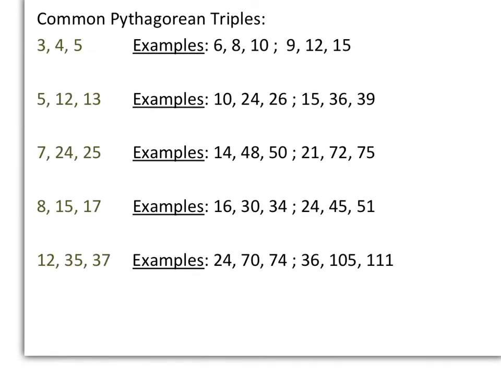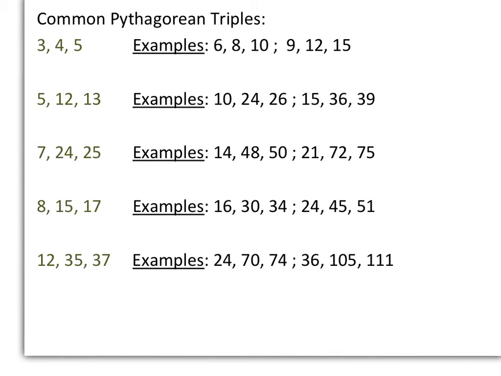Here is a list of common Pythagorean triples, and the first one is probably the most common, 3, 4, 5, and then examples of this: if you multiply all 3 of those numbers by 2, you get a 6, 8, 10, or if you multiply them all by 3, you get a 9, 12, 15.